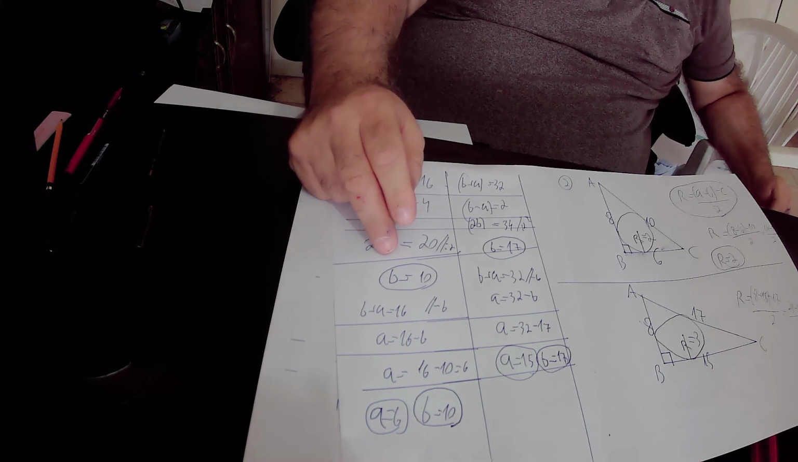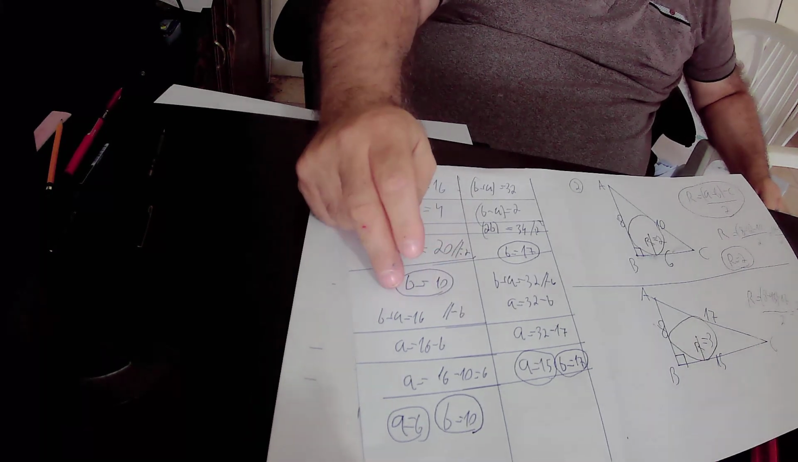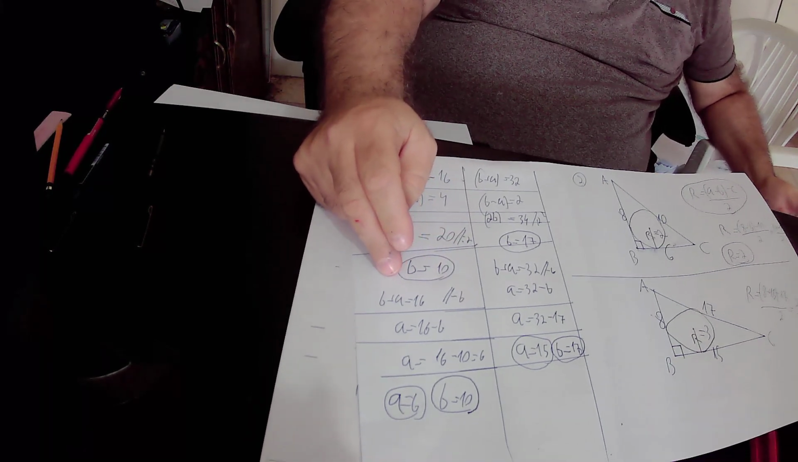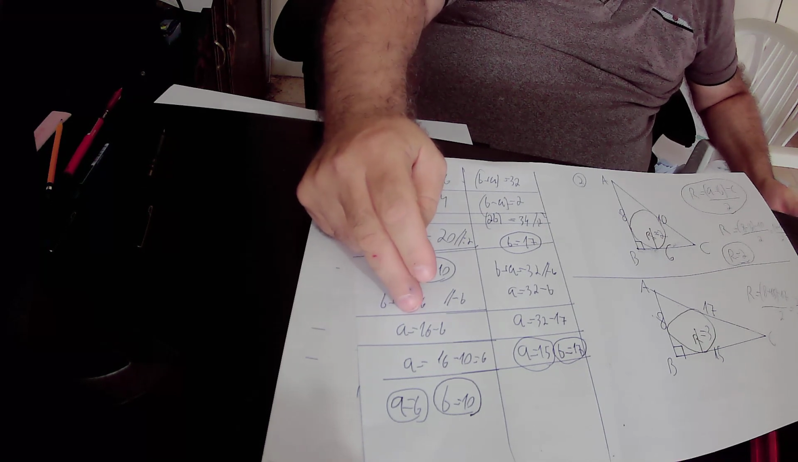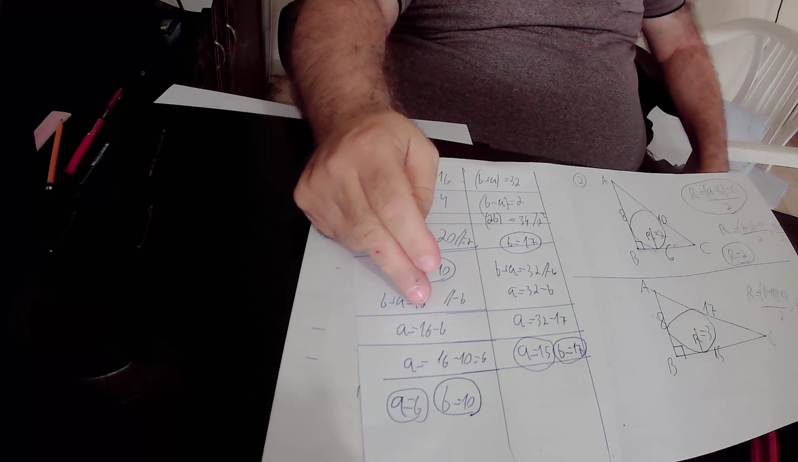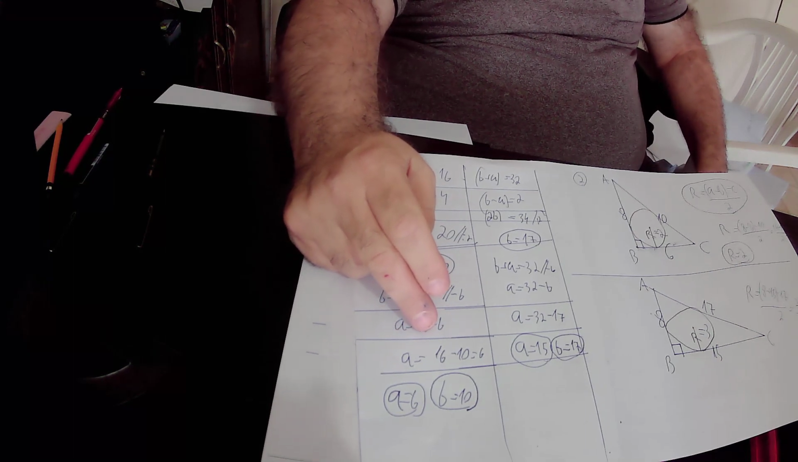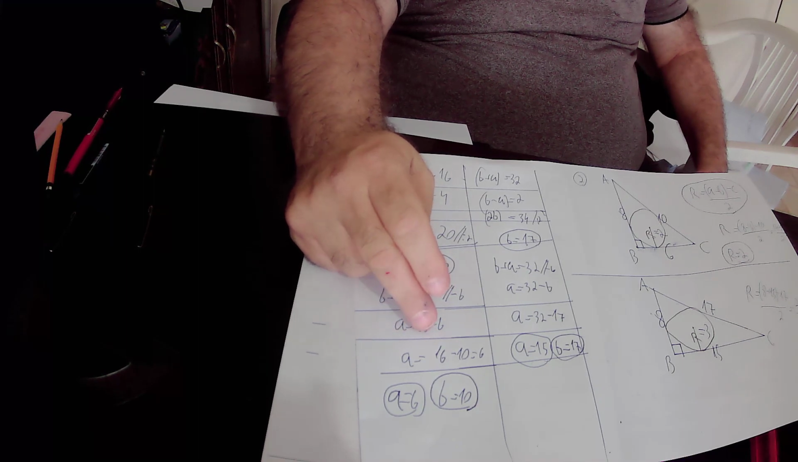So b, the hypotenuse b of the right triangle ABC, equals 10 units, and we have the equation that b plus a equals 16. So we subtracted b from this equation and found out that a equals 16 minus b. But b is 10, so we can substitute b by 10, and we get that a equals 16 minus 10, that is 6.